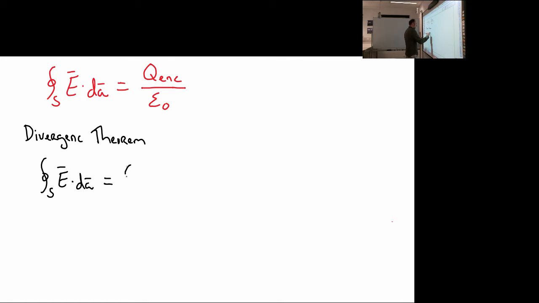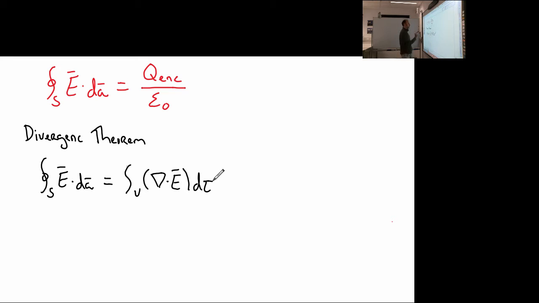Now, we can also write this in a differential form. The integral form is very useful for determining point, line, and surface charges quite easily. But if we look at the divergence theorem, we can write our surface integral of E dot dA, and this is equal to the volume integral of the divergence in the electric field, d tau. Okay, d tau is our infinitesimal volume element.